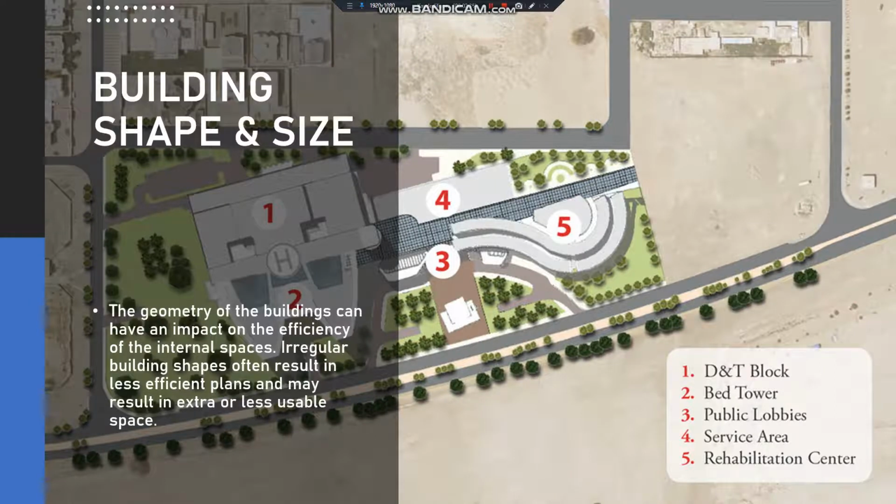Building shape and size. The geometry of the buildings can have an impact on the efficiency of the internal spaces. Irregular building shapes often result in less efficient plans and may result in extra, less usable space.